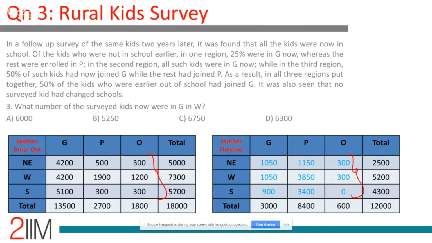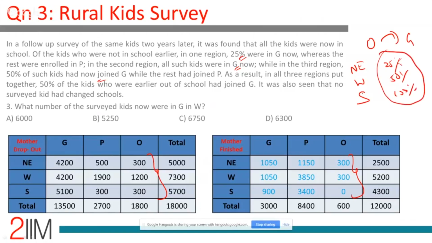While in the third region, 50% of such kids now joined school G, while the rest had joined P. So 25% were in G, 100% in G, and 50% in G. Northeast, West, South, from O to G. So it's 25%, 50%, 100%, in some order, mind you. I'm not saying Northeast had 25%, West had 50%, and South had 100%. Three regions, we've had 25% going, 50% going, and 100% going.